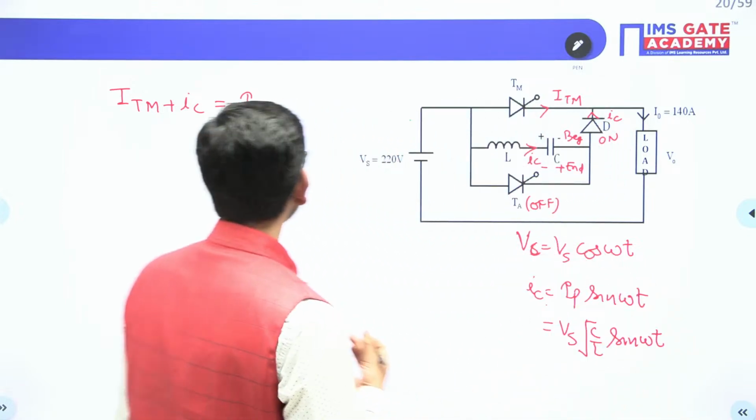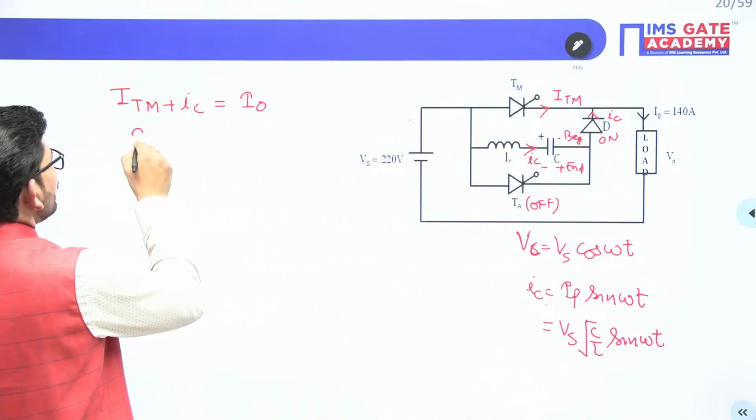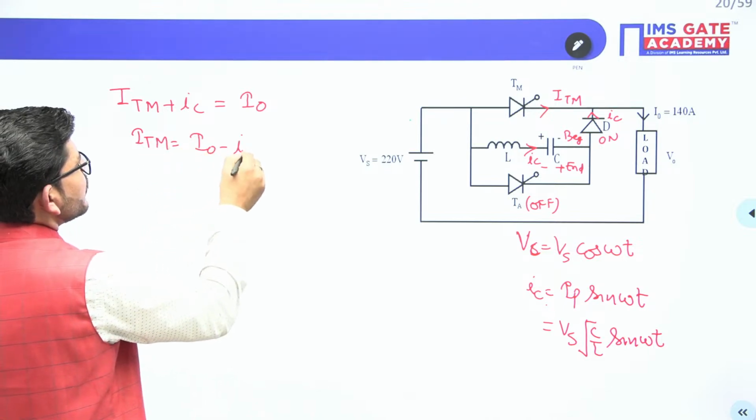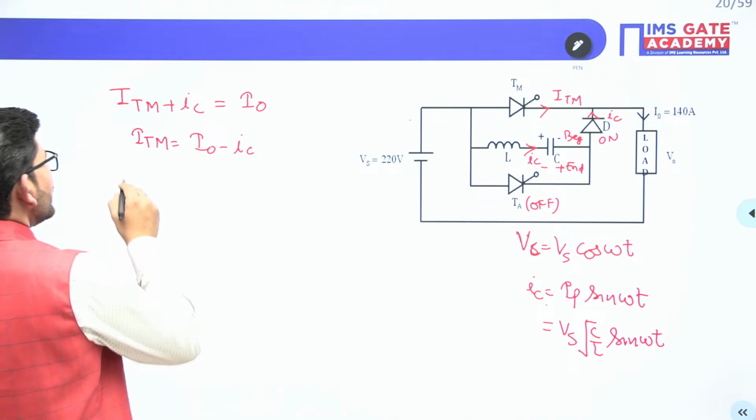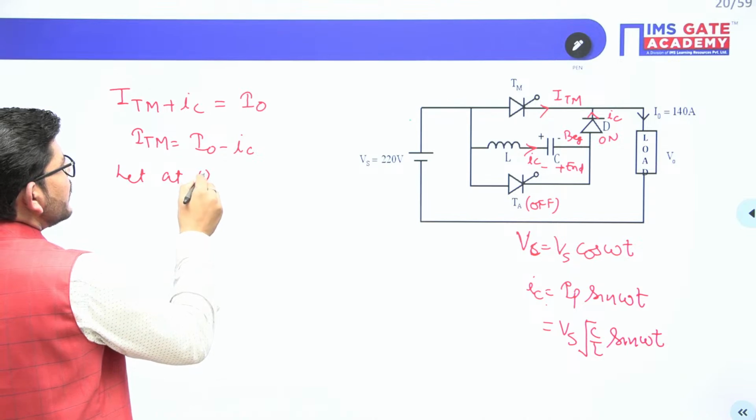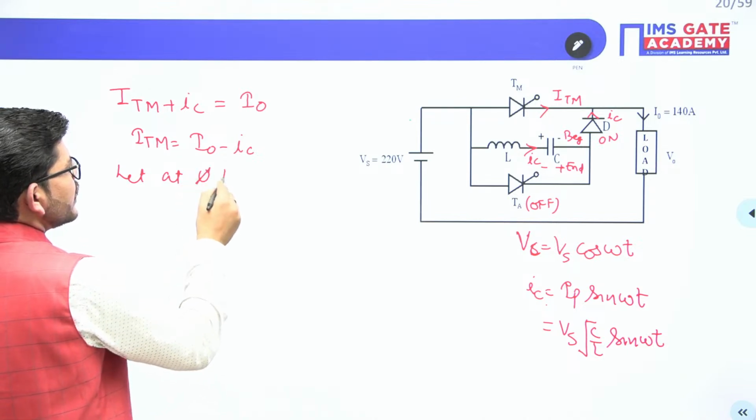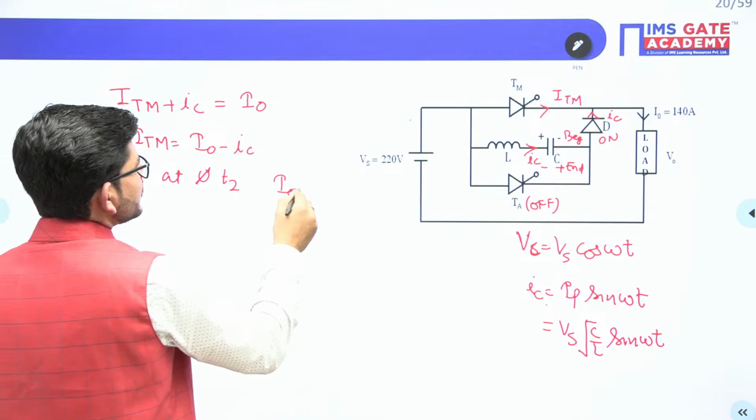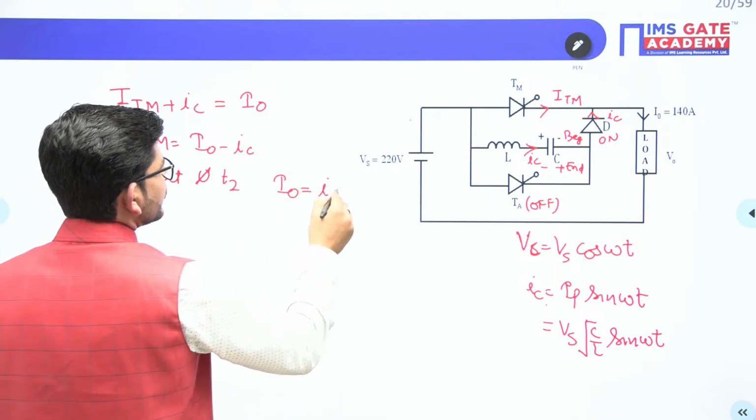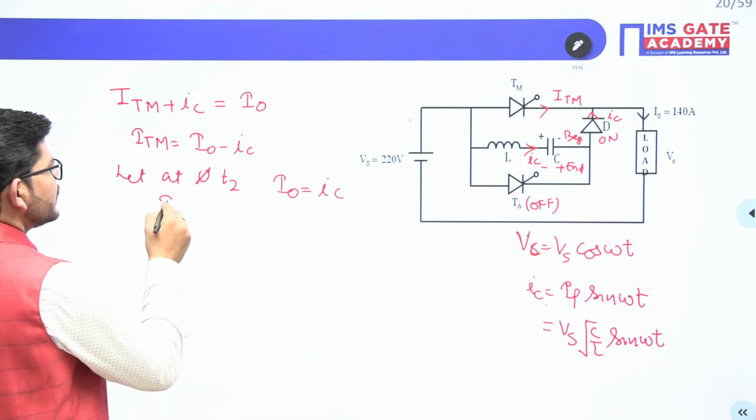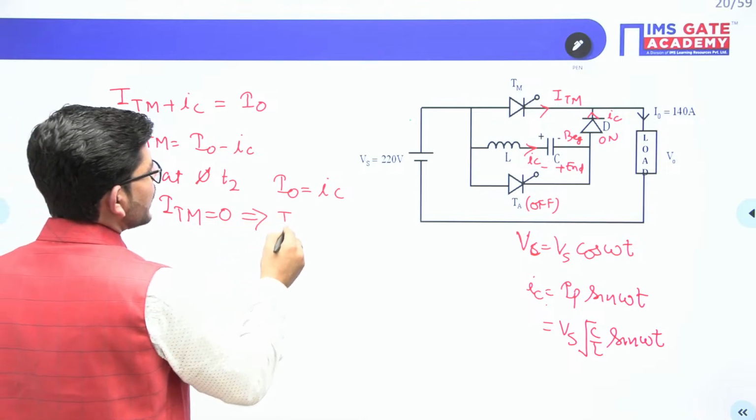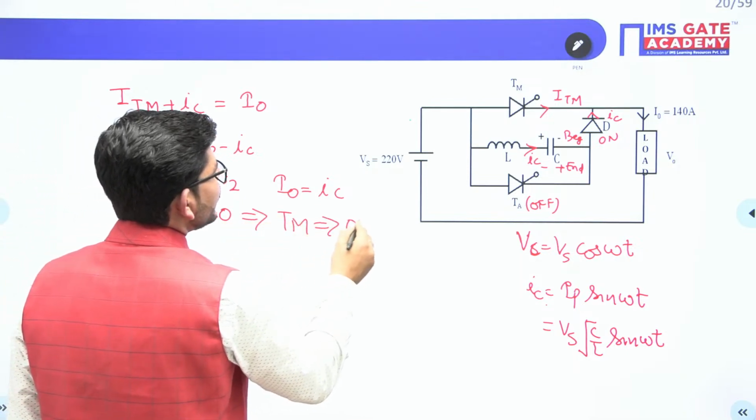Both these will constitute the current I naught. Now what will be ITM from here? ITM from here will be I naught minus IC. Now let at an instant T2, what happens? I naught equals IC. So when I naught becomes equal to IC, guys, what will happen? ITM will be equal to 0 and thyristor TM will be off.